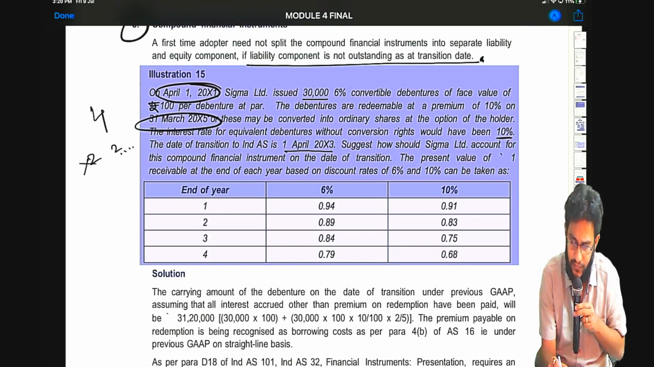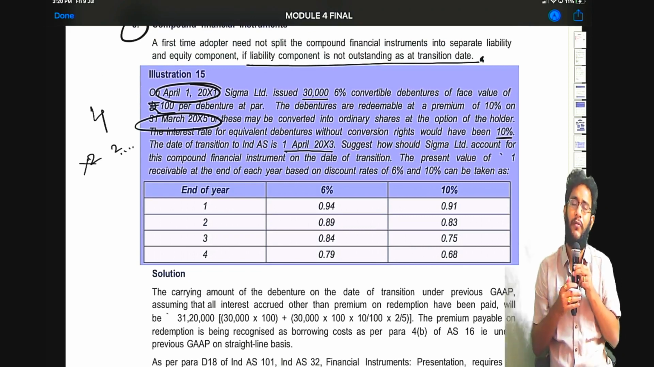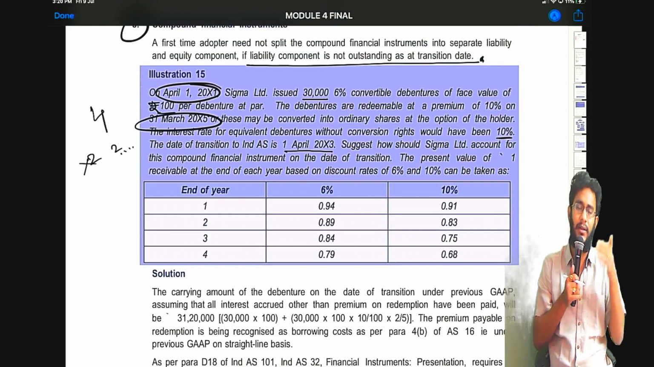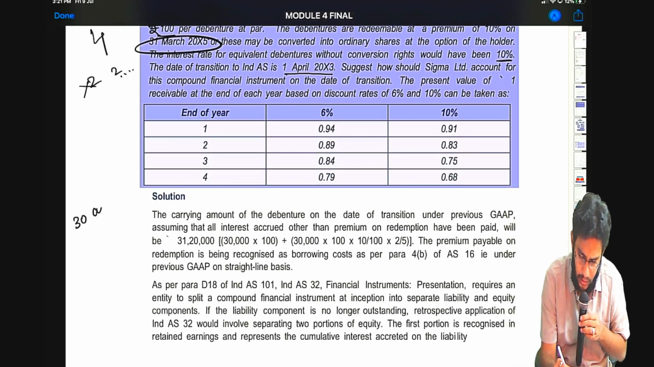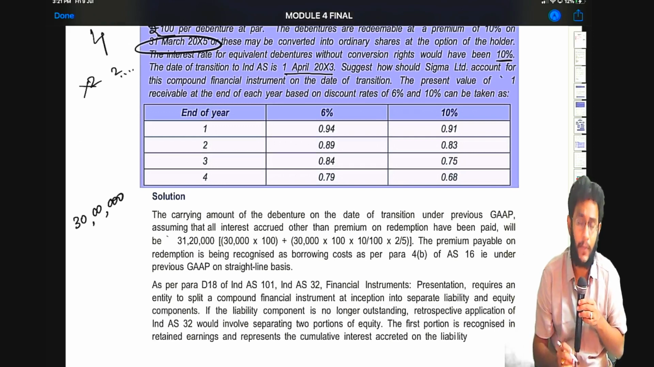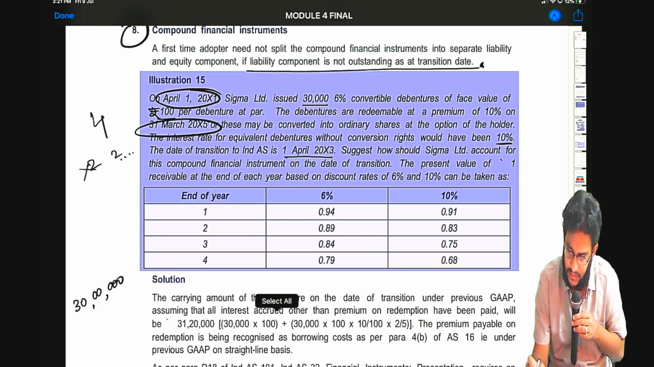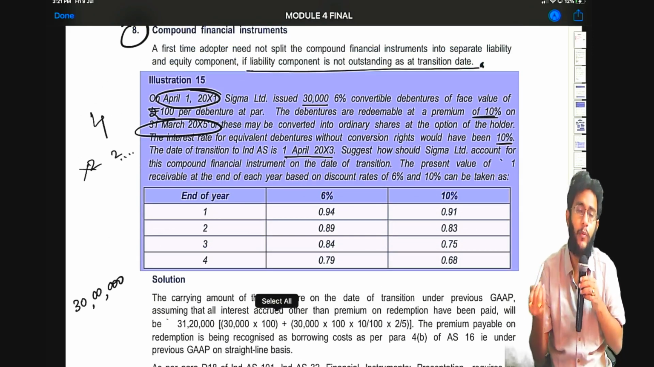Now, the existing carrying amount as per normal accounting standard, general GAAP. As you see, 30,000 debentures issued, face value is rupees 100. What is the entry we would have written? Bank account debit to debentures, 30 lakhs. So 30 lakhs will be anyway there. What about this 10% premium? How would you have accounted?